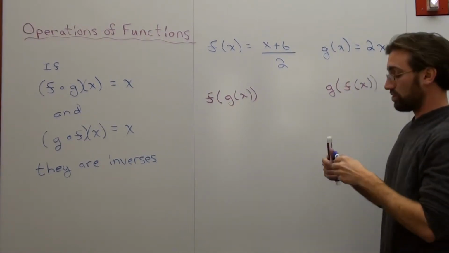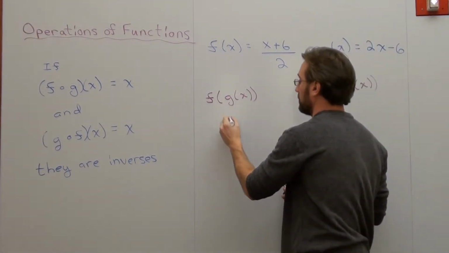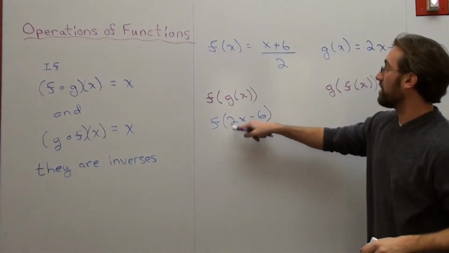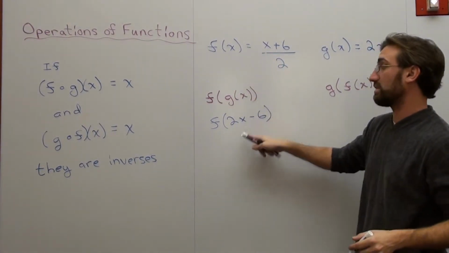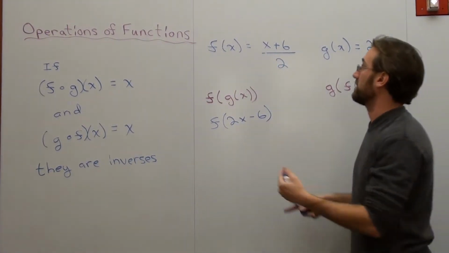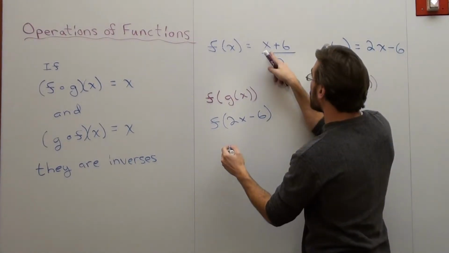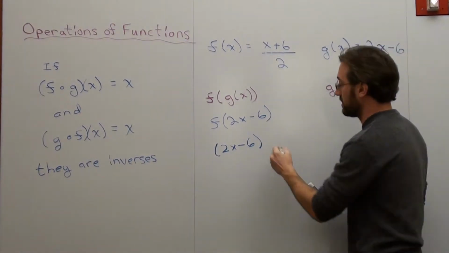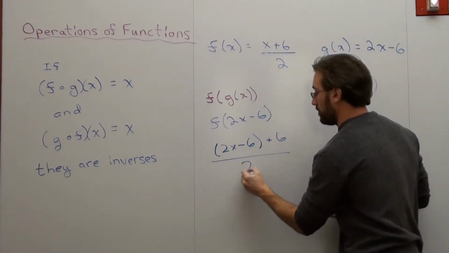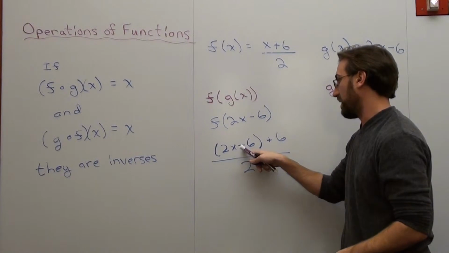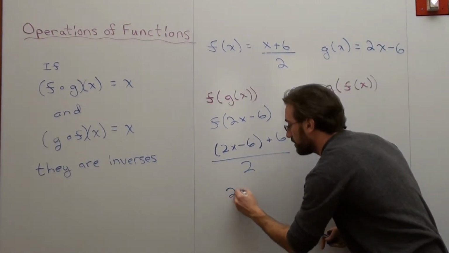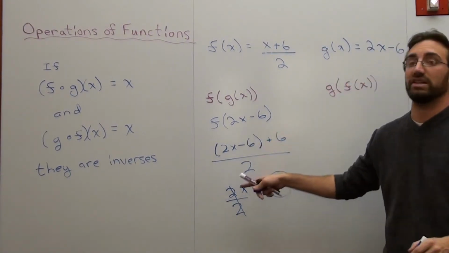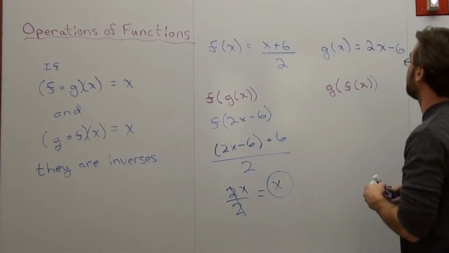We're going to do our g of x, which is 2x minus 6. We're going to take f of that. So that means for every x value that I see, I'm going to put in, instead of an x, 2x minus 6. So here we go. That's 2x minus 6 plus 6 over 2. That comes out to 2x minus 6 plus 6. That's 2x over 2 equals x. Story checks out on this side, but you've got to do it on the other side too to make sure.